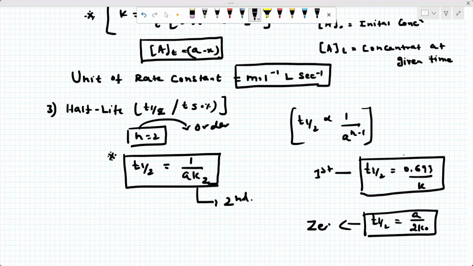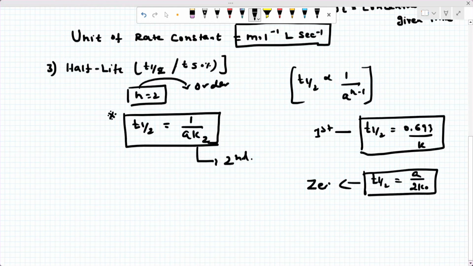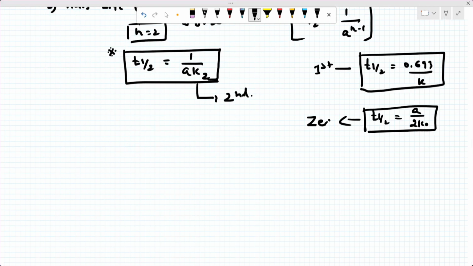These three relations are very important. Most probably a direct question will be asked from this topic. Please note: zero order reaction, directly proportional; first order reaction, independent; second order reaction, inversely proportional. Do you remember, I discussed in first order reaction, T 99.9% is equal to 10 times T half, right?